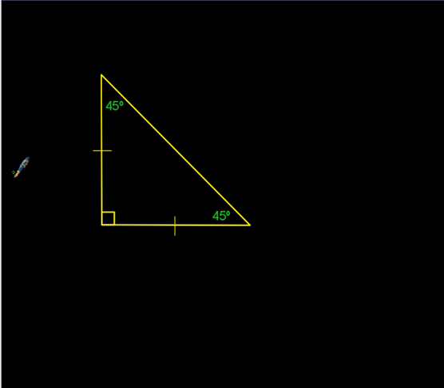We're going to take a look at 30-60-90 and 45-45-90 right triangles.